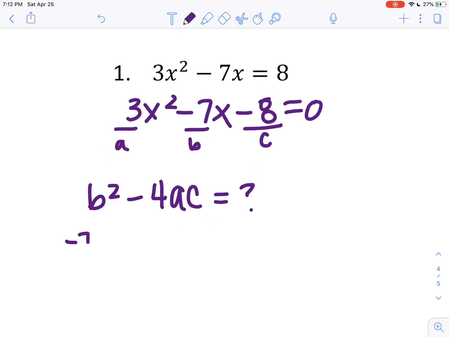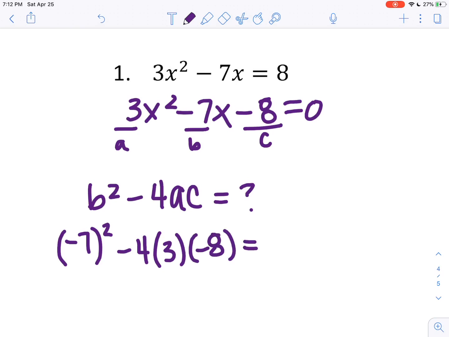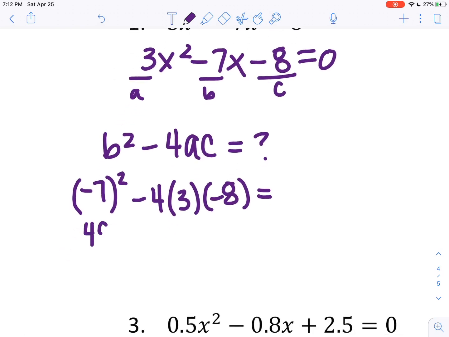So b squared is negative 7 squared. Again, keep that in parentheses. And then minus 4 times a times c. I'm going to calculate this out, so I get 49. So I have negative 4 times 3 times 8, which is positive 96. And I'm going to add that to 49, and I get 145.